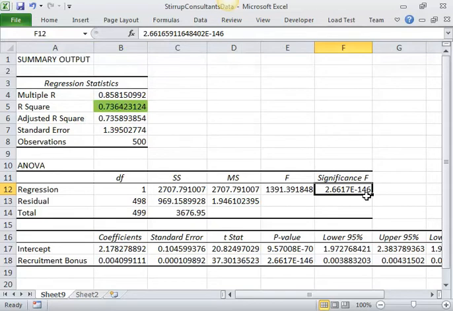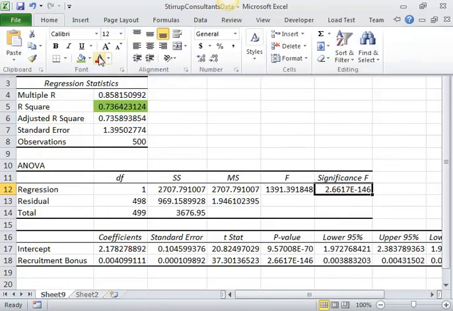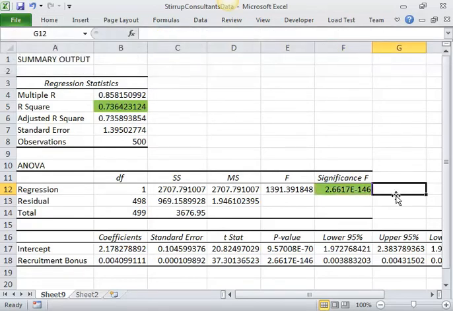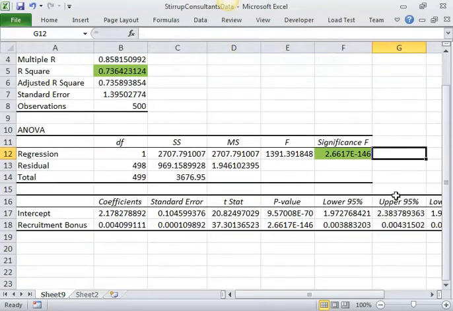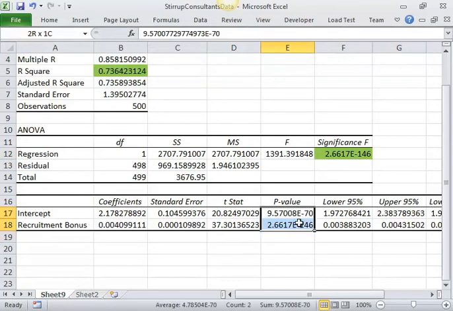It's a very, very low number. So we can feel really good about the fact that there's almost no chance that this happened by luck. The next thing that we're going to look at is the p-value. Now, what the p-value represents is where the significance F talked about the regression as a whole. The p-value represents the percentage chance that this one factor has nothing to do with the regression.